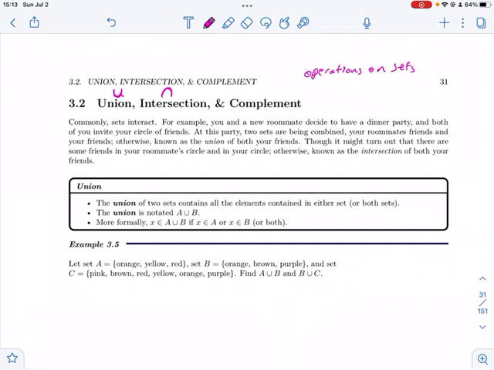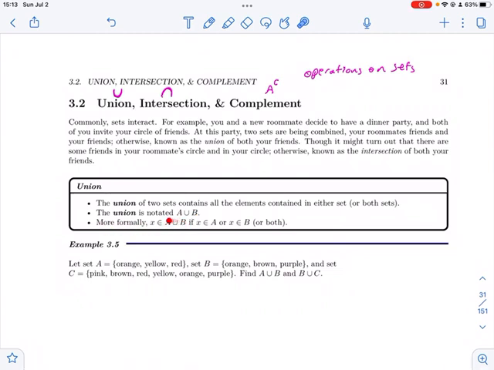Now what do we mean by these? The union of two sets contains all the elements, we put them in one set, contained in either set or both. The union is denoted as this, so A union B. More formally, an element belongs to the union if this element is either in A or in B or in both of them.